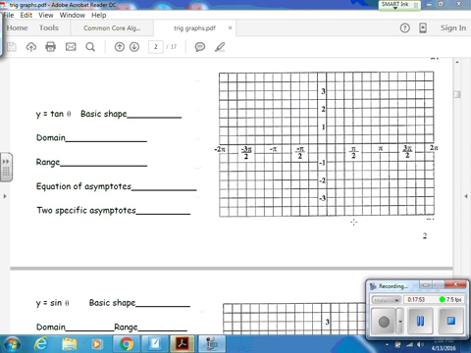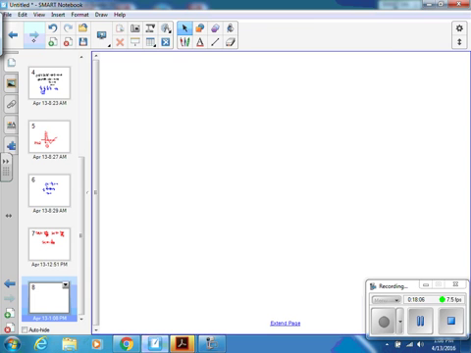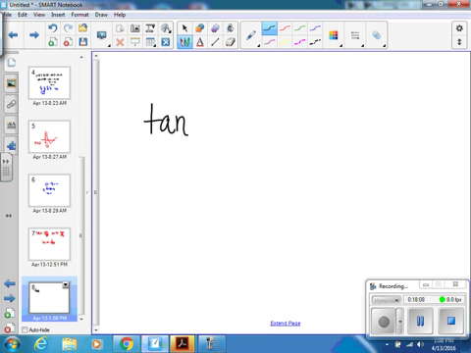Alright, on the unit circle, let me go with this. Tangent's what over what? Opposite over adjacent, right? Opposite over adjacent. Everyone do that? Yeah, opposite over adjacent.